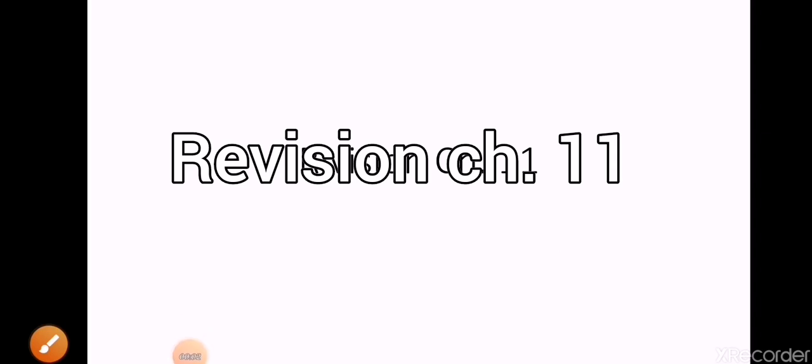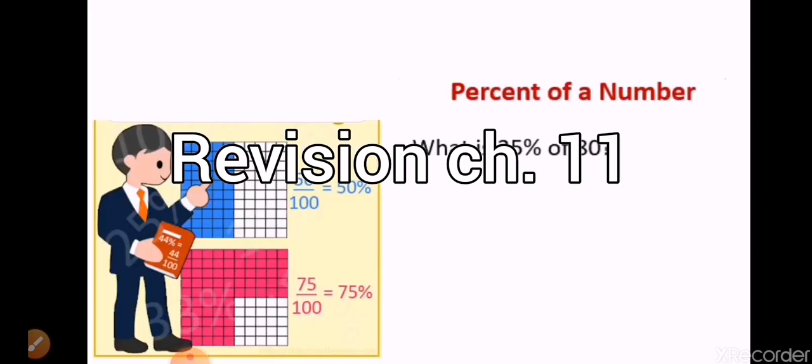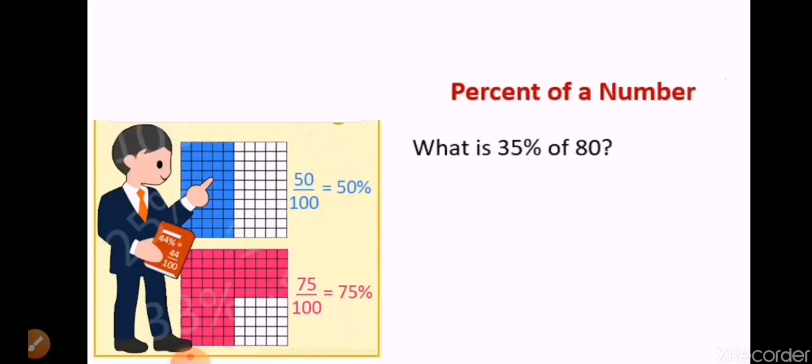Hello everyone, today I will revise with you the first 4 lessons from chapter number 11. In these 4 lessons, we explained the percent and the relation of the percent with the other forms of numbers like decimals and fractions. Let's remember together. First, we explained the meaning of the percent, and we said that with a percent I'm comparing a number to 100.